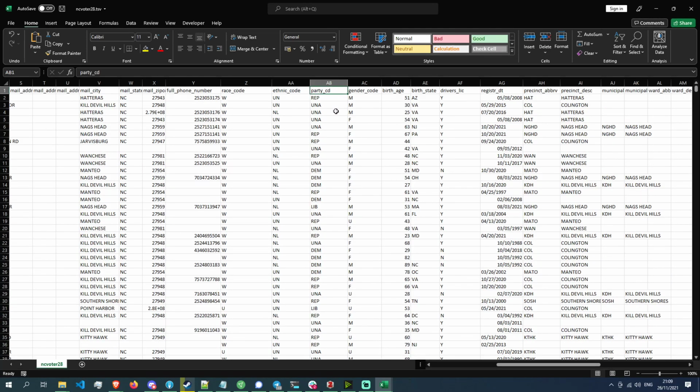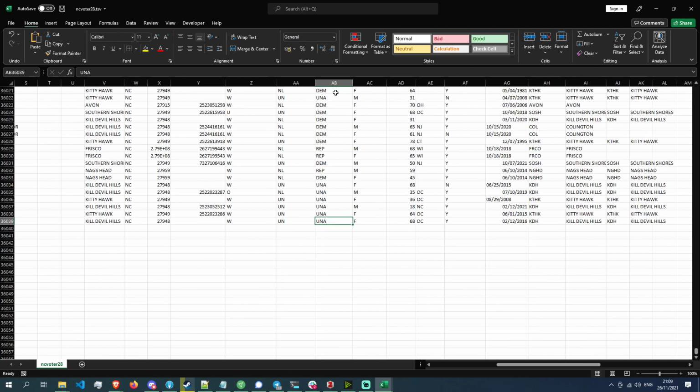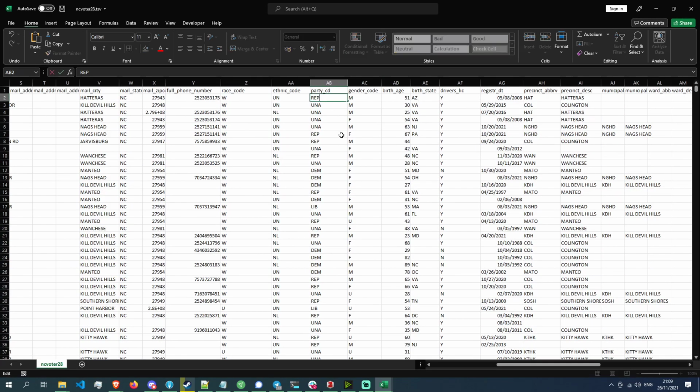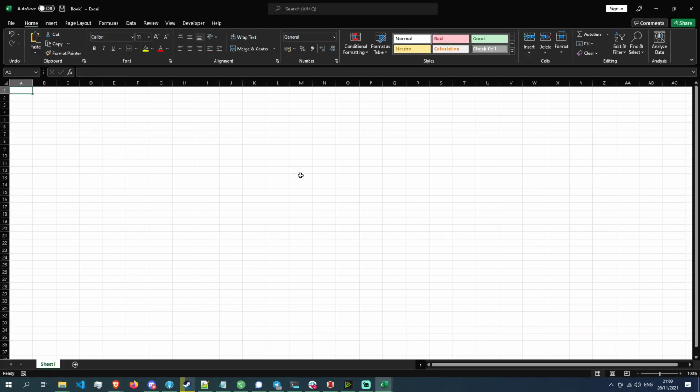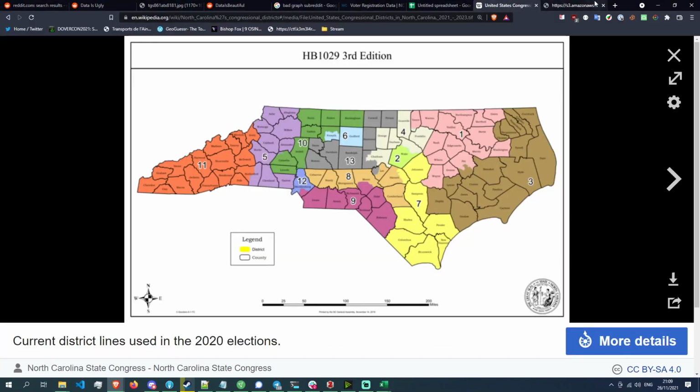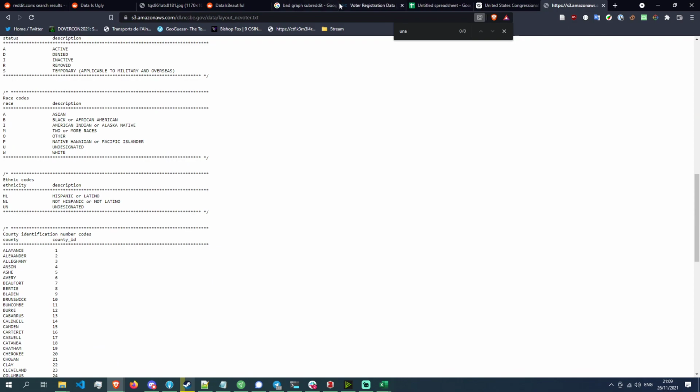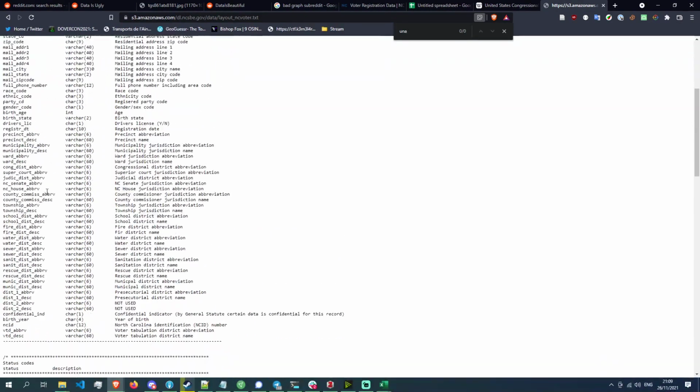And then element number 4. I don't know how to count. Party. Okay, I just jumped down. There we go. Party code: REP is for Republican, UNA would be for unaffiliated, DEM would be for Democratic. Is UNA actually for unaffiliated? Let's see. UNA. There we go.